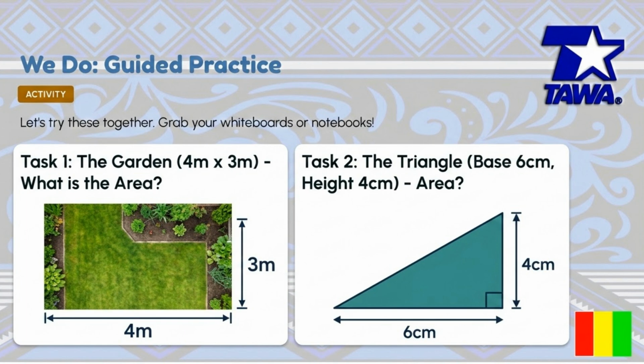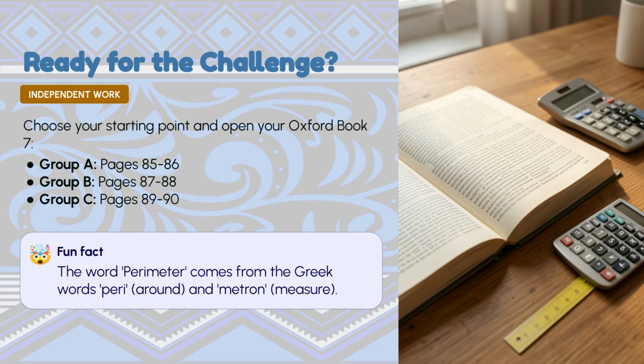Now for some guided practice. Grab your whiteboards or notebooks and try task 1. Find the area of a garden that is 4 meters by 3 meters. Then try task 2. Find the area of a triangle with a base of 6 centimeters and a height of 4 centimeters. Are you ready for the challenge?